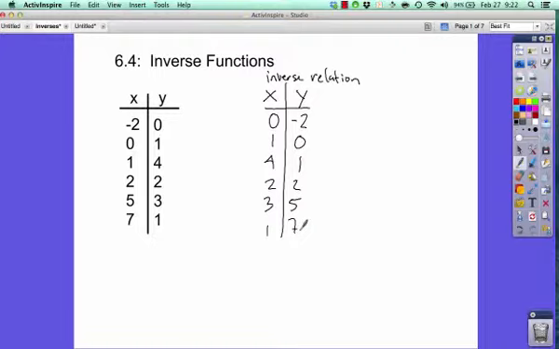Input was over on the left. Output was on the right. Now the new relation, we switch it. This 0 here was an input. Sorry, was an output here. Now it's an input here. So we switch them. Okay. And I'm calling this an inverse relation.